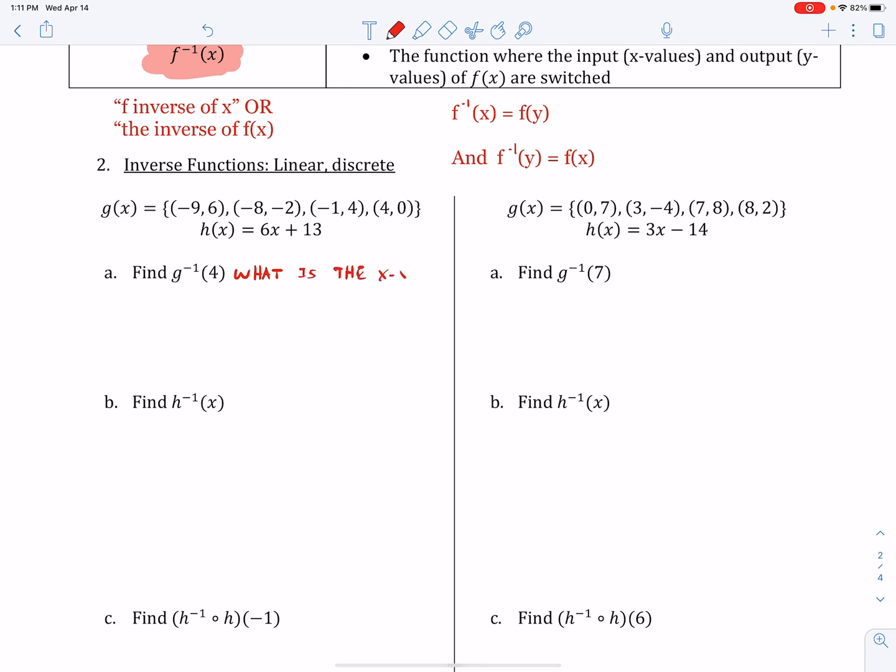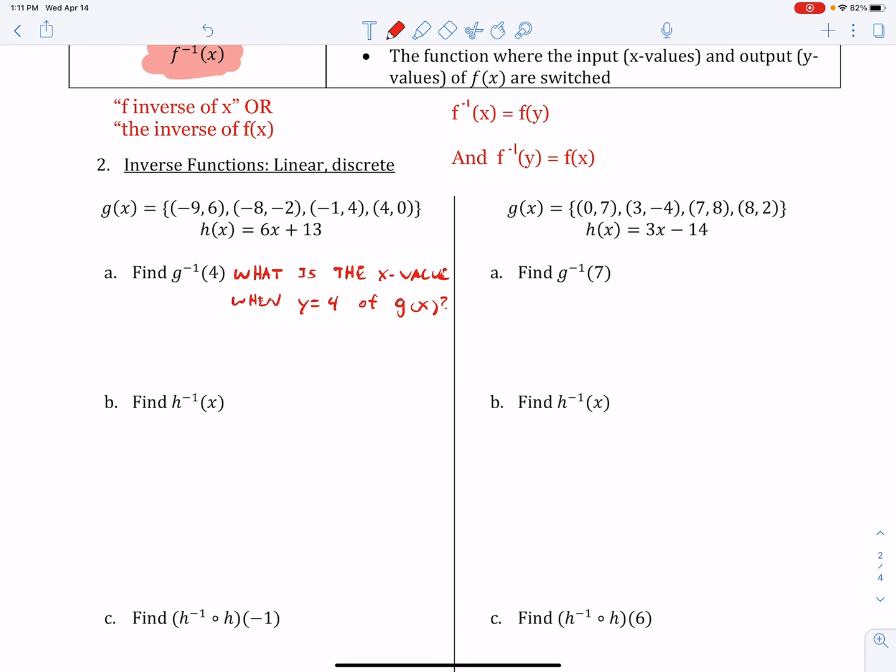the x value. What is the x value when y equals 4 of g of x? So that's our question that we're having here. This is what we're looking for. What is the x value when y equals 4 of g of x?